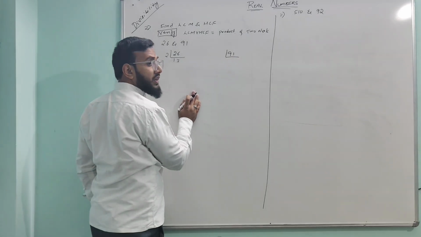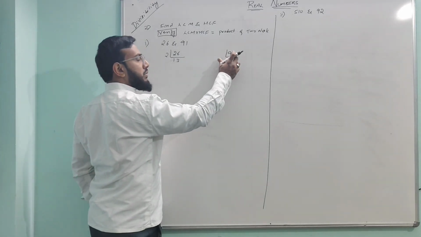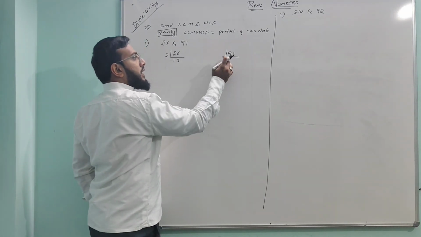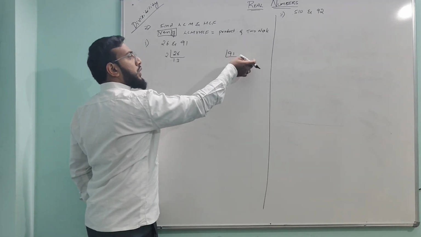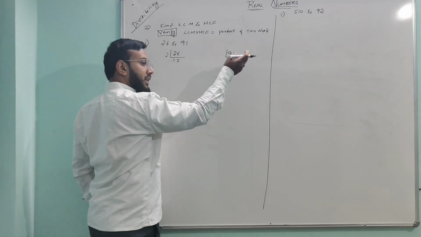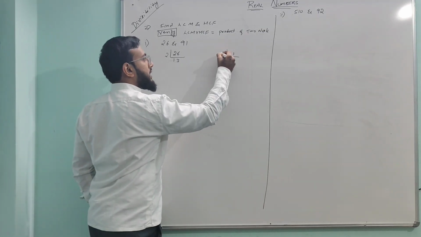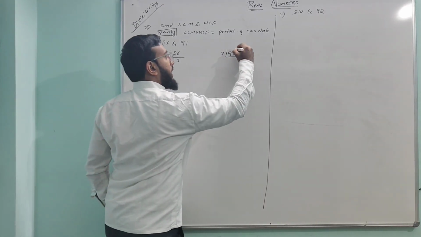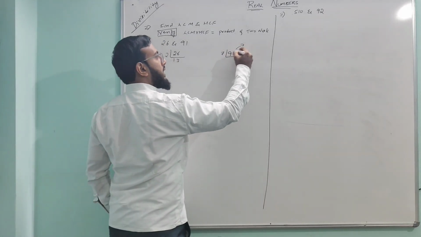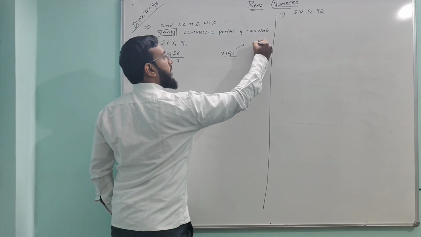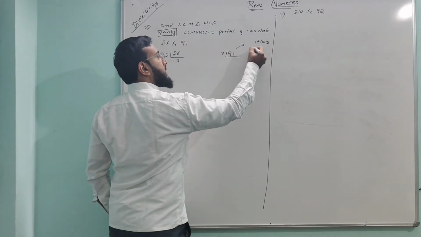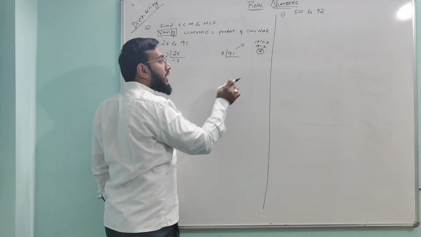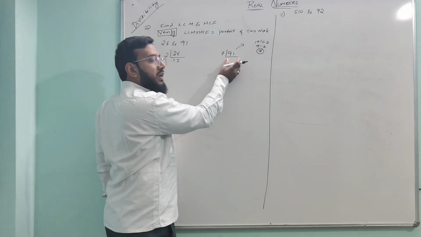Then 91. Can we go ahead with 3? How to check divisibility with 3? 9 plus 1 is 10. 10 is not divisible by 3. No, it is not possible with 3. 5, no. 7: double the last digit, 1 into 2 is 2. Subtract it from 9. 9 minus 2 is 7. Yes, 7 is divisible by 7, and hence the whole number is divisible by 7.